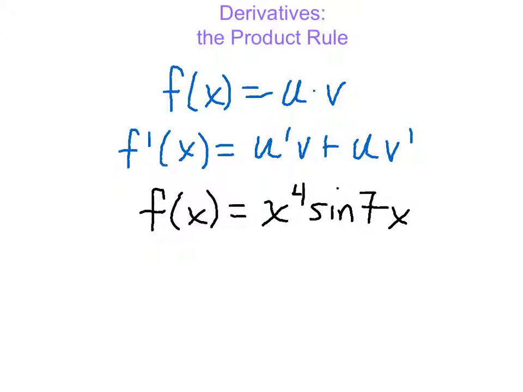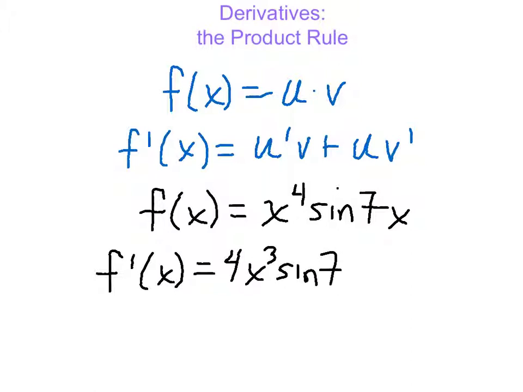So, in this example, u is x to the fourth and v is sine of 7x. And all we're going to do is follow this rule. In fact, taking derivatives is basically following rules. So here's the derivative. It's u prime times v plus u times v prime. And that's it.